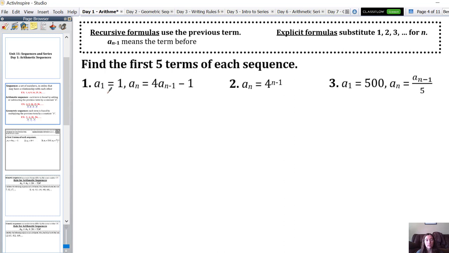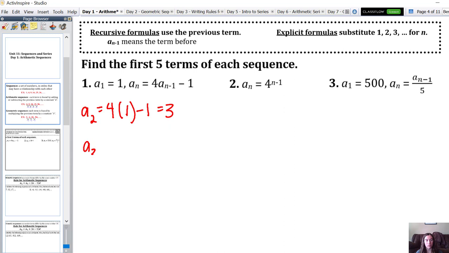So we know a sub 1. To find a sub 2, we're going to take 4 times a sub n minus 1. So here our n value is 2, n minus 1 is 1. So we're going to multiply by a sub 1, which we already know is 1, and then we're subtracting 1 at the end. 4 times 1 is 4, minus 1 is 3. So that's our second term in this sequence.